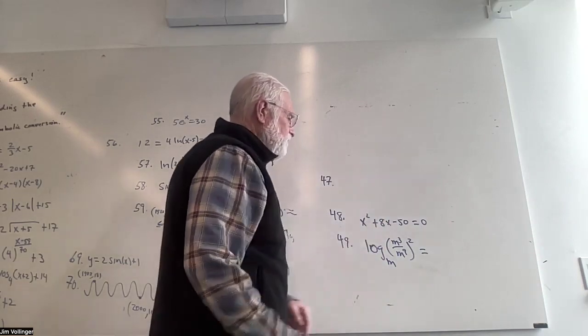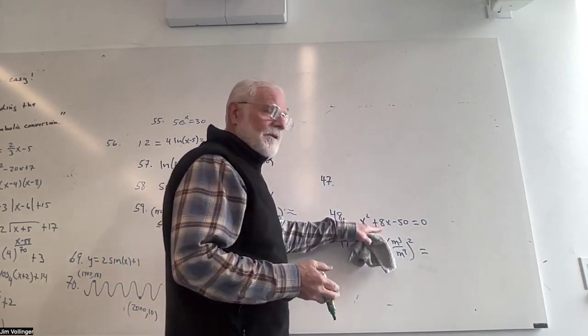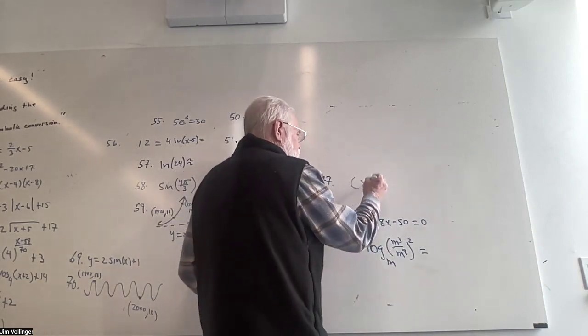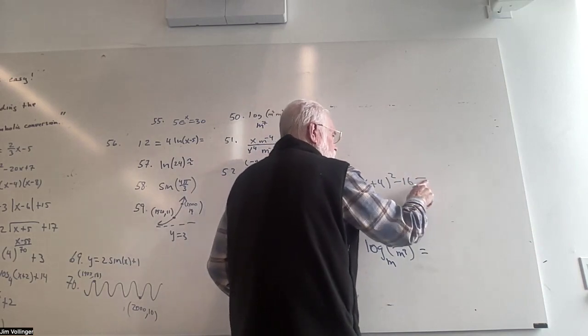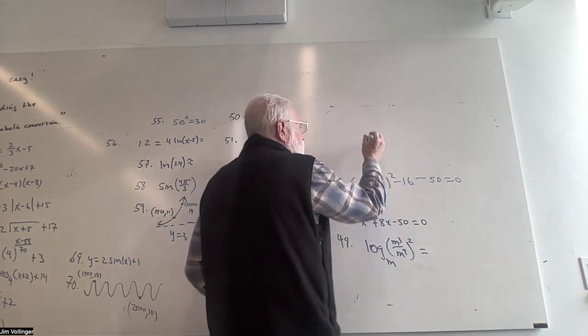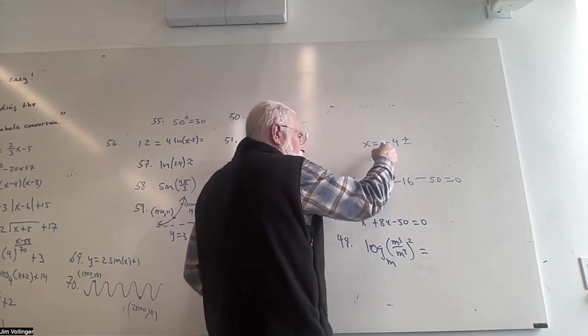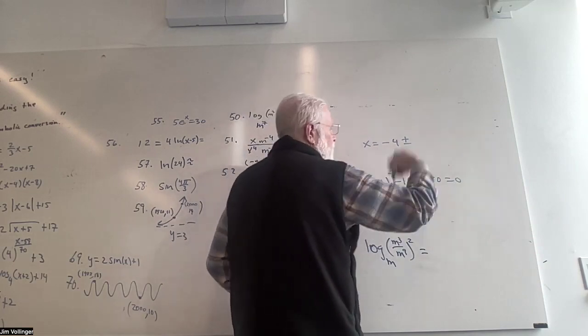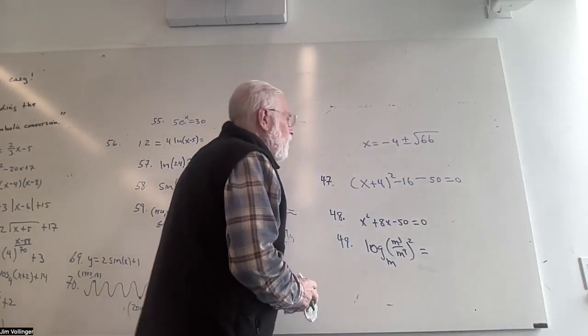X squared plus 8x minus 50. You can think about multiples of 50 and whatnot, but an even number, why not just complete the square? X plus 4 squared minus 16 minus 50 equals 0. And then I can see my answers. X equals negative 4 plus minus, right? Positive 4, negative 4. Minus 66 becomes positive 66 square root, and I'm done. We'll show our answer here.